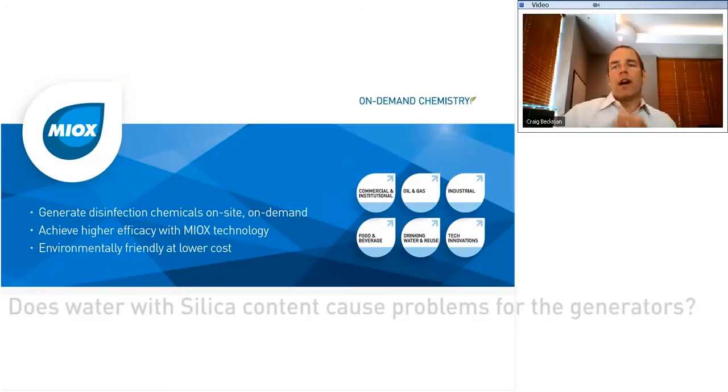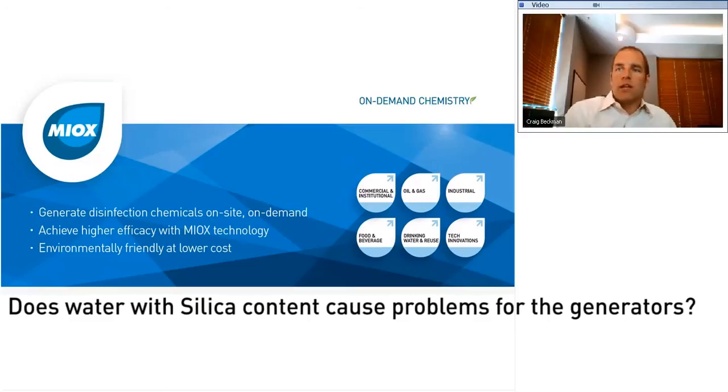So we get a question: what does water with silica cause, or does it cause issues with the generators? The answer is probably not. We've not done extensive research yet on silica specifically, but because silica is not ionized unless you get to very elevated pHs, in general the silica will pass right through the generators. The issues that we have are more on divalent, trivalent salts and metals.